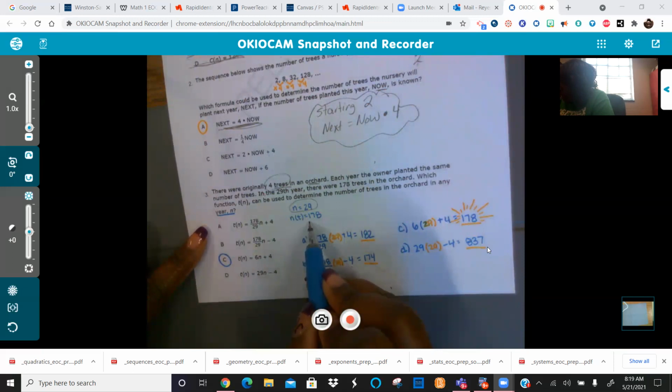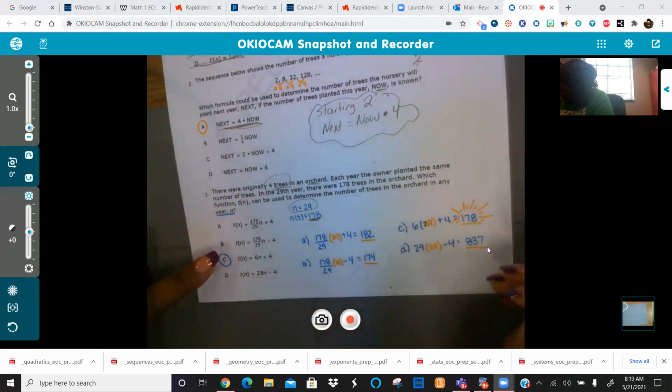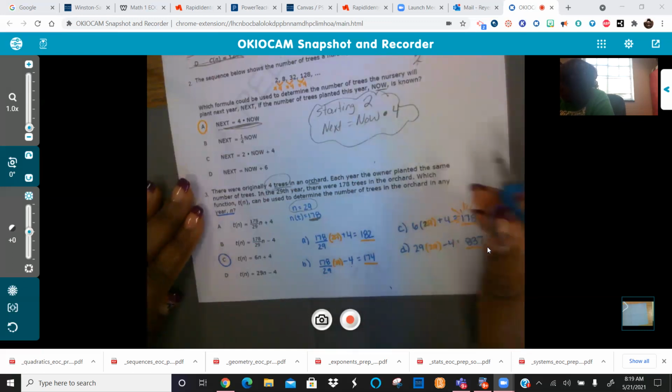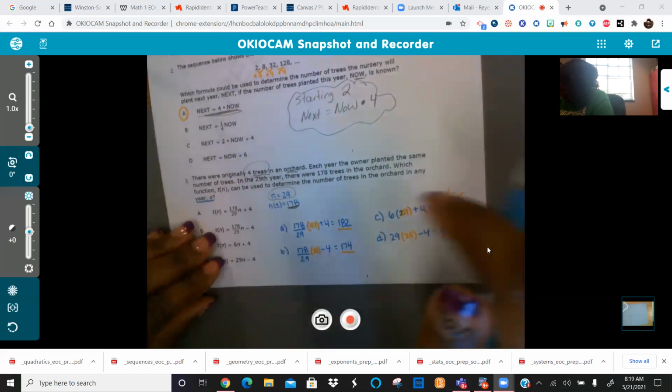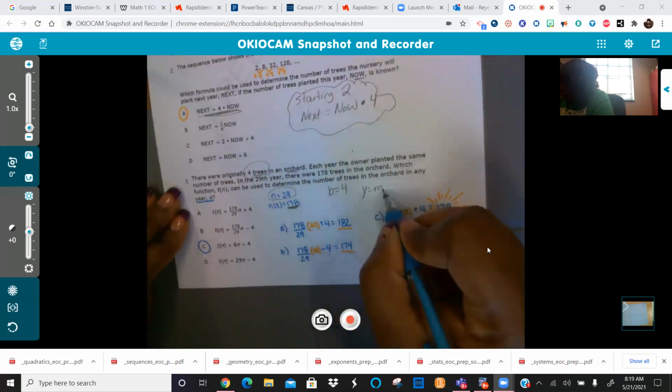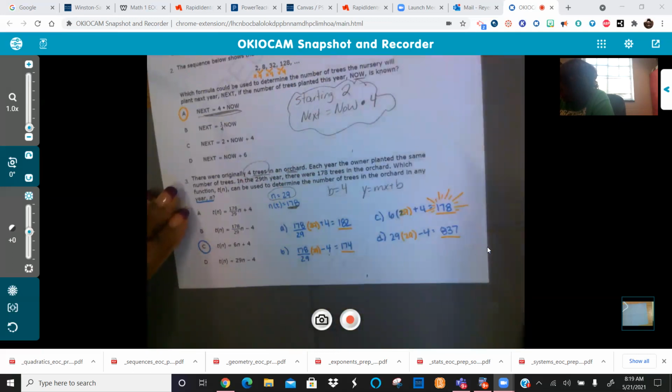Our Y value, or our total or final amount, is going to be 178. Okay, so you start off with 4 trees, so your B is 4. Okay, so this is how you do this. Your B is 4. So y equals mx plus b. That's what I would use.